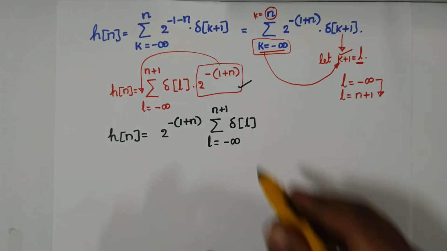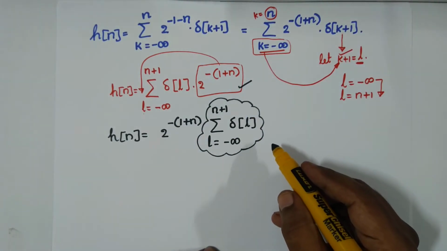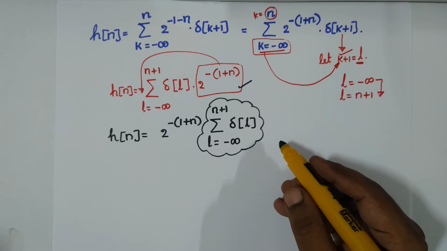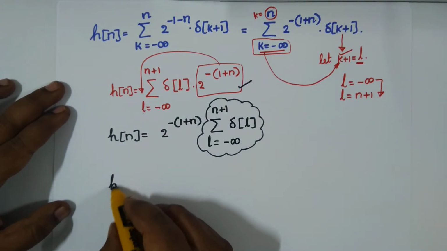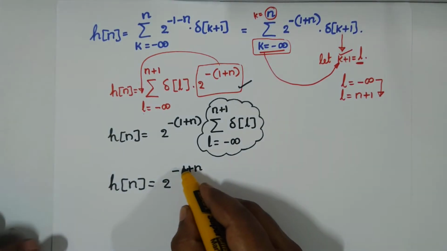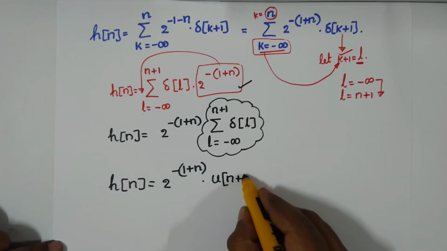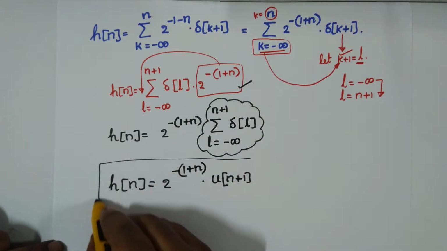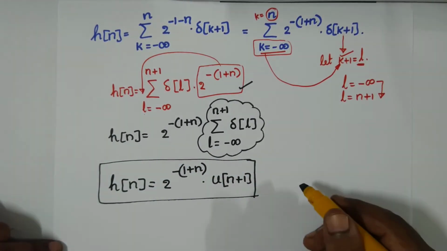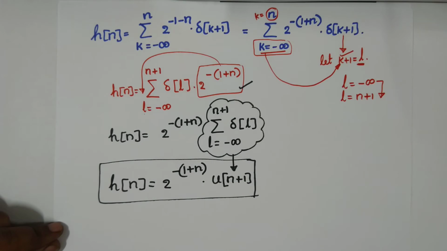Now again, what is this quantity? This quantity is u of n plus 1. Simple, right? So h of n is 2 power minus 1 plus n multiplied by u of n plus 1. I'll tell you how we get this u of n plus 1 out of this, but for now just accept u of n plus 1, and I'll tell you in some 20 to 30 seconds from now.